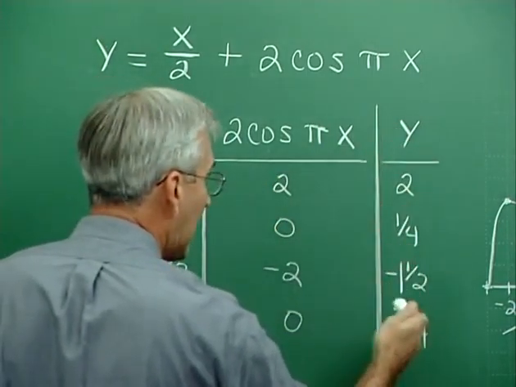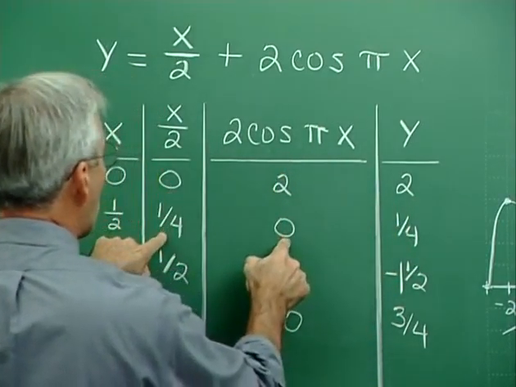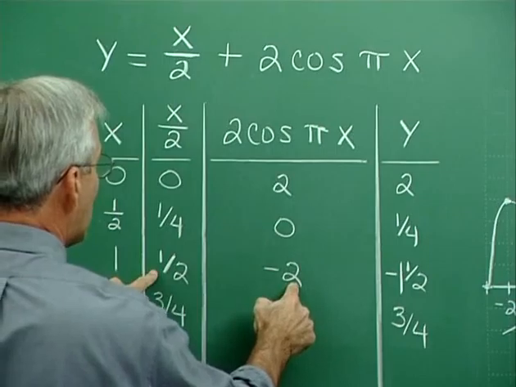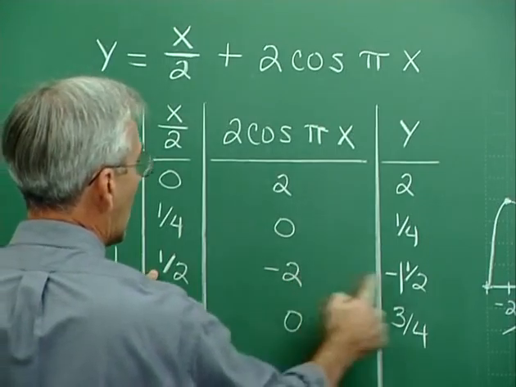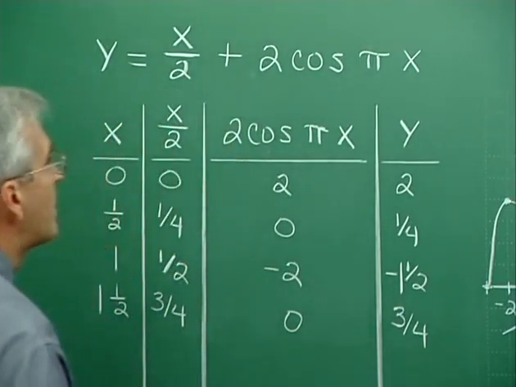And now for the y column, all I need to do is add these. So 0 and 2 would be 2. 1/4 and 0 is 1/4. 1/2 with -2 is -1.5. 3/4 and 0 is 3/4.